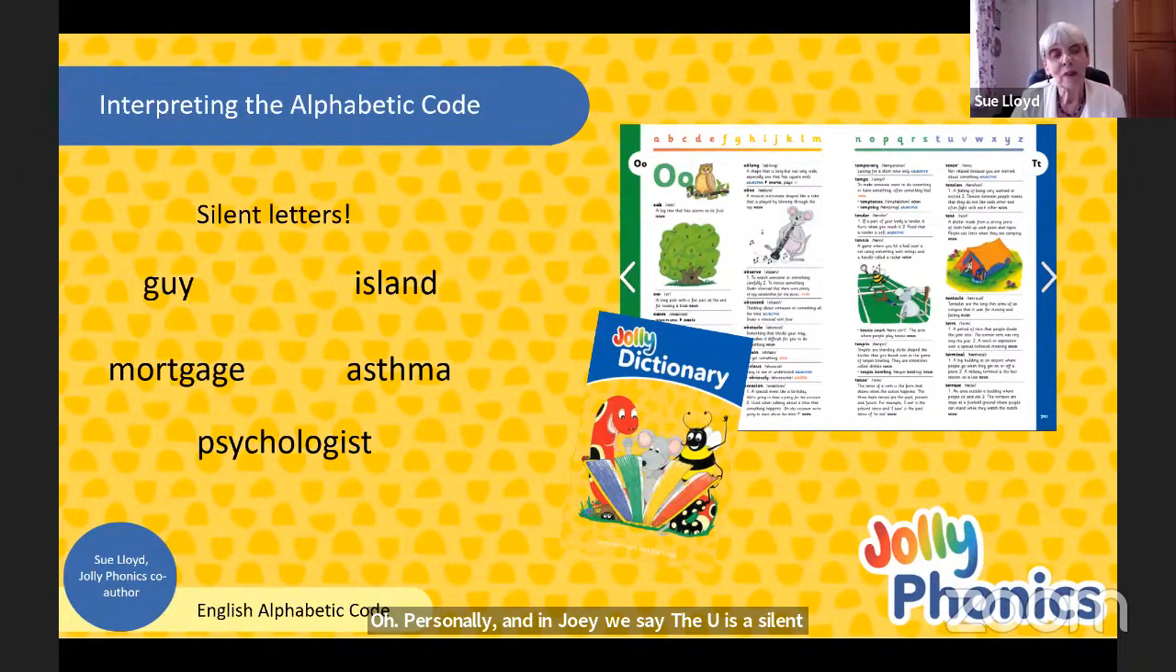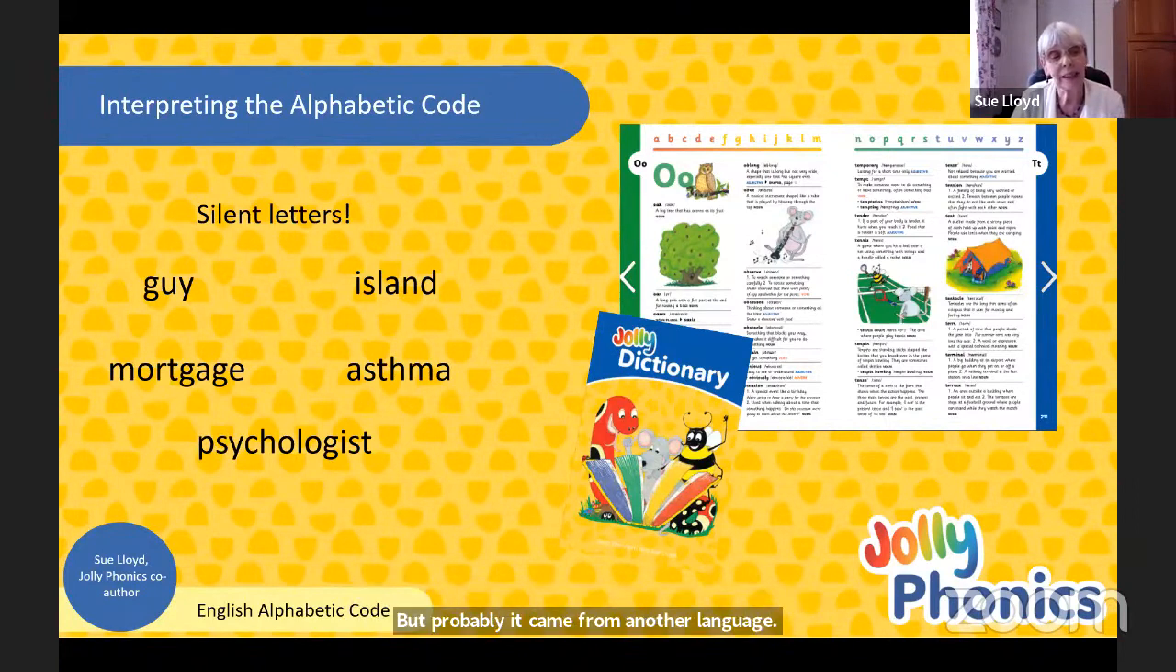In fact, the U is put there in guy because they don't want the Y to influence the G and change it to J. So that's why it's guy. But it just adds to the complexity, really. But there you are, that's the reason for that one. Why there's an S in island, I've no idea. But probably it came from another language.